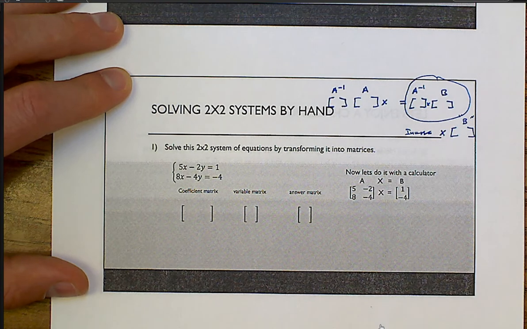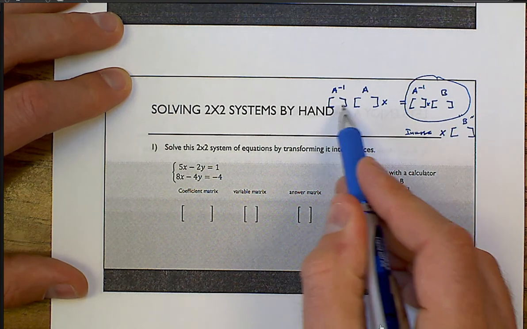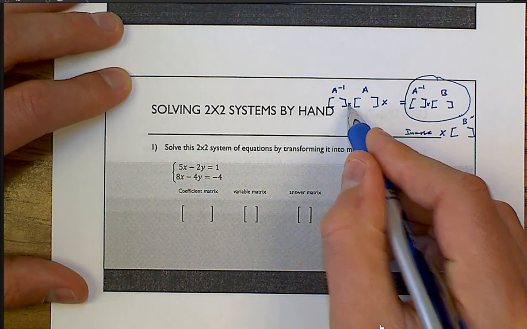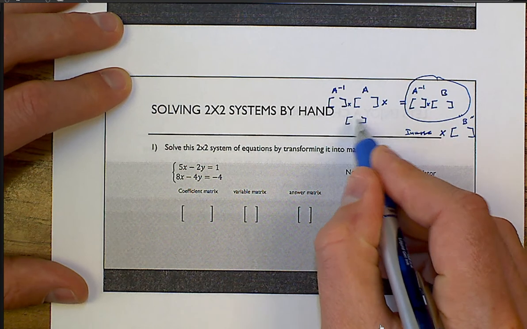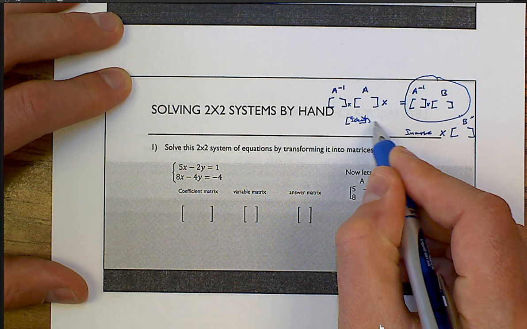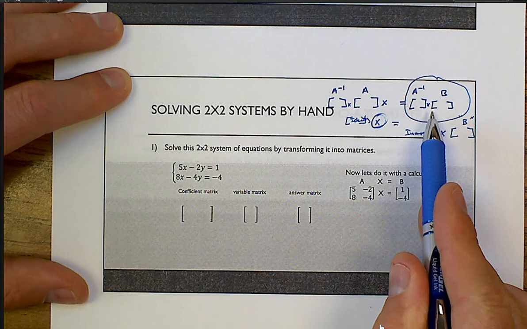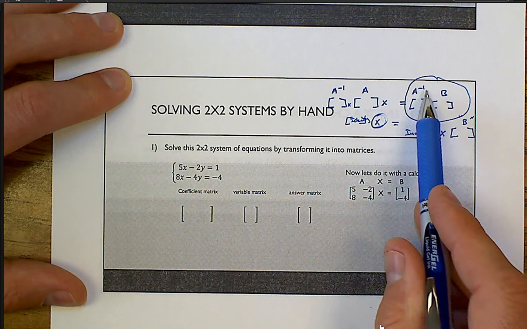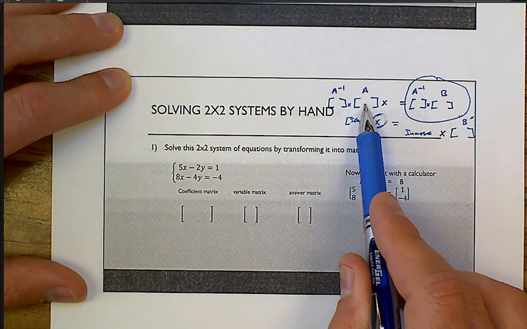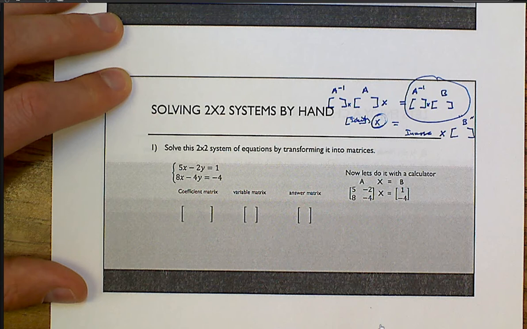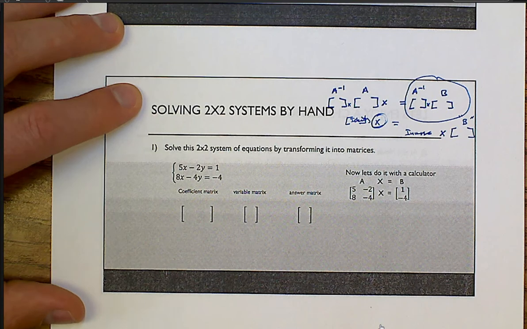Remember that these two multiplied together, the inverse times the matrix, will always give you the identity matrix, which just leaves you with X, which is what we want. But the key is to make sure that you have A inverse, or the inverse of whatever the matrix was, times the other side matrix. So let's put that into practice.